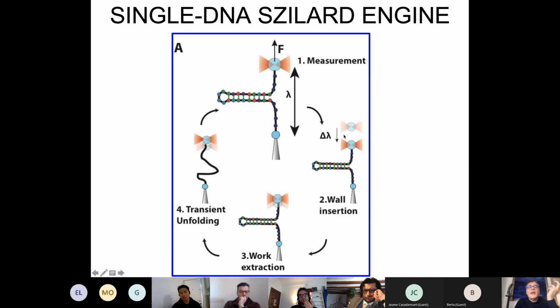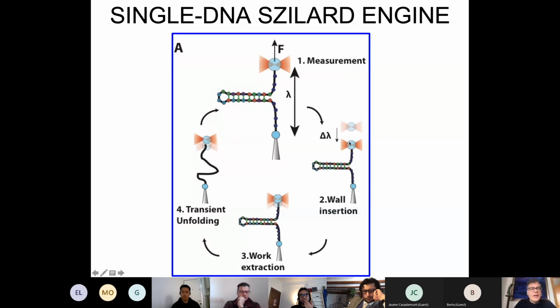So what you do in this case is you look at the state of your molecule that is hopping between two conformations, and depending on the state of the molecule, you put a wall: you move the optical trap in one direction or another. So wall insertion is equivalent to moving the optical trap instantaneously, okay?